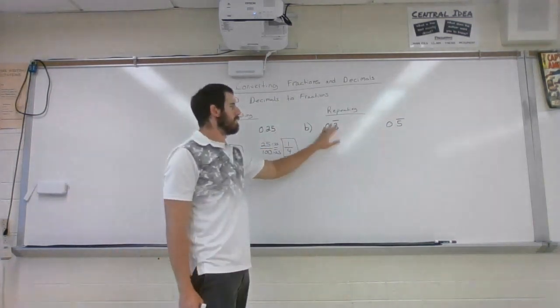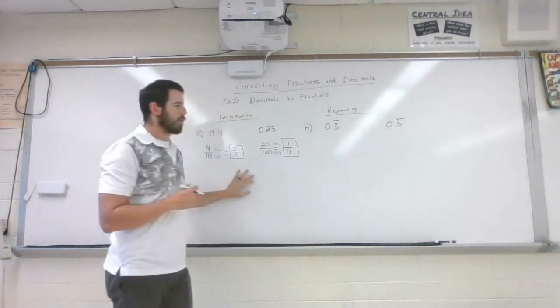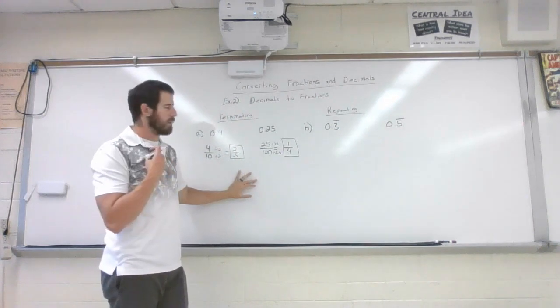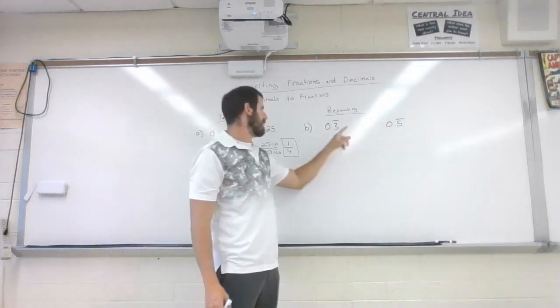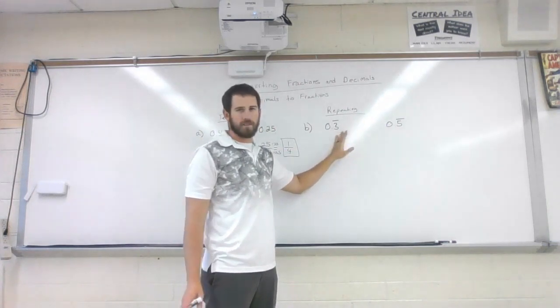Moving on to B, repeating decimals. Very similar to terminating, okay? Level 2 is only one repeating number. You notice this is not like 0.31 repeating. It's just 3 repeating, that's it, okay?